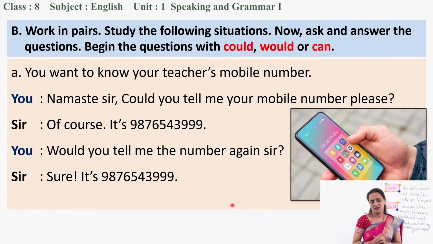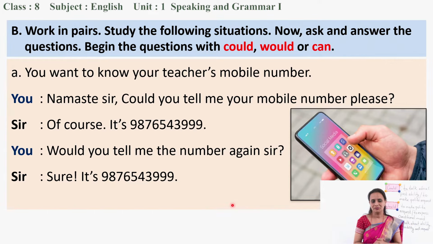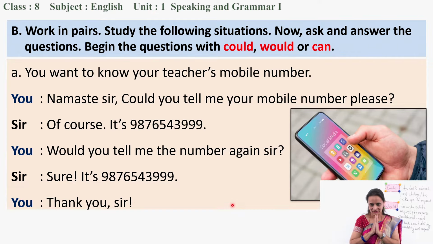And sir gives the number again. Sure. It's 9876543999. Okay. Now at last you tell, thank you, sir. Okay. There are so many situations in this number B, and you have to study those given situations. You have to ask and answer the questions, and you have to begin the questions with could, would or can.